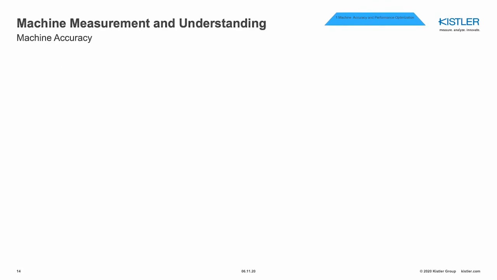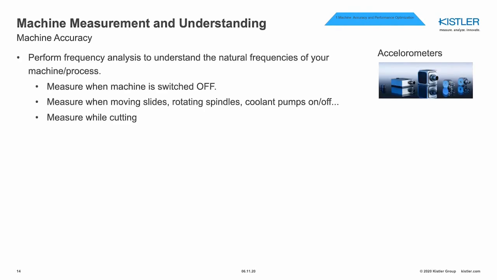Now let's talk a little bit more about the machine accuracy measurements. We have talked about the accelerometers, understanding the machine movements. One specific case, for instance, is performing frequency analysis to understand the natural frequencies of your machine and process. You can do it offline and online, as we said before. We propose, for instance, to make measurements when the machine is switched off totally, so that you can capture any disturbances coming from outside the machine, because it may have them.